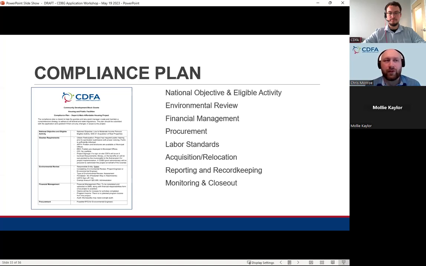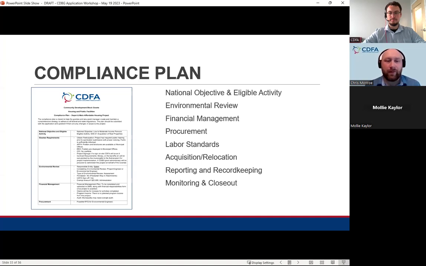So when there is a subrecipient involved in the project, the municipality or the grantee needs to conduct what's known as a subrecipient monitoring. So basically the grantee takes a look at the subrecipient to make sure that they meet a lot of these requirements. We have a checklist for that we provide, and that has to be completed as well.